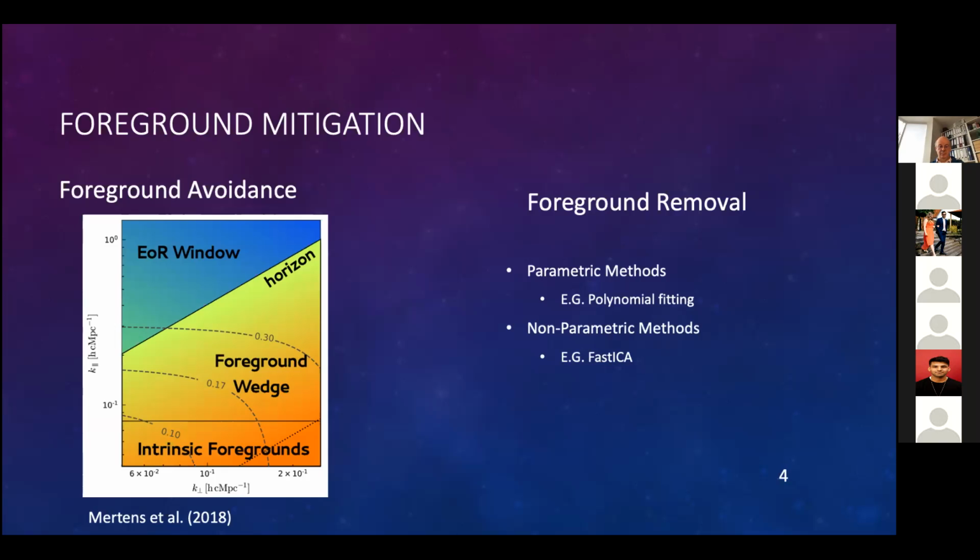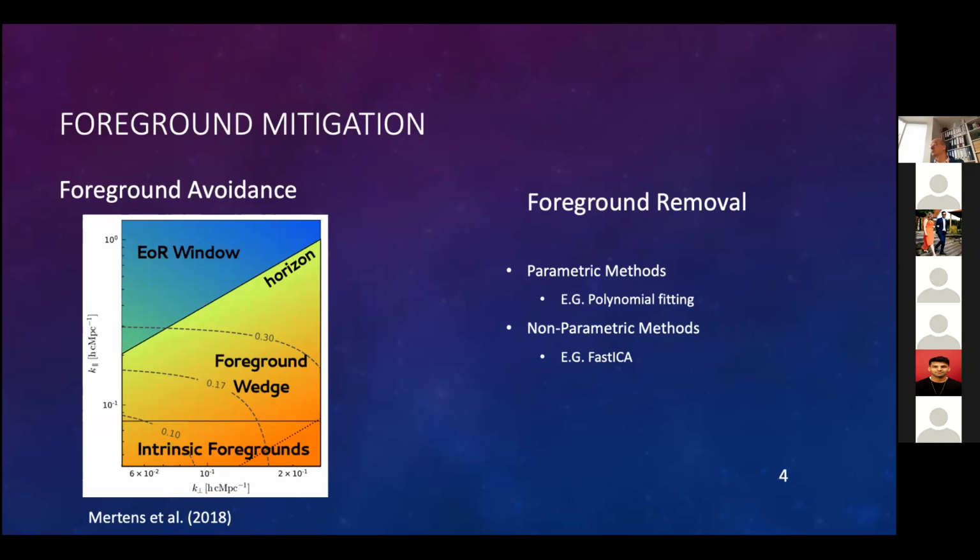Within this foreground wedge should be our intrinsic foregrounds that I just mentioned, as well as any calibration errors or any other instrumental effects. The corollary of having a foreground wedge is that there should be certain k modes in which there should be only the 21 centimeter signal and noise of our instrument. And studies that focus on foreground avoidance look at taking the modes within the EOR window to do their analysis.